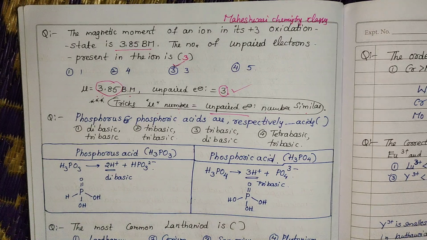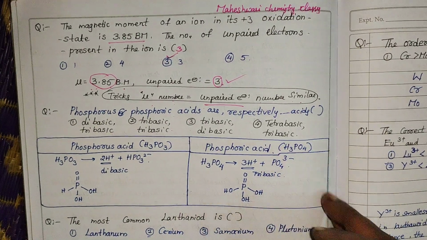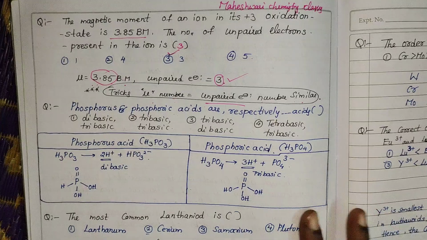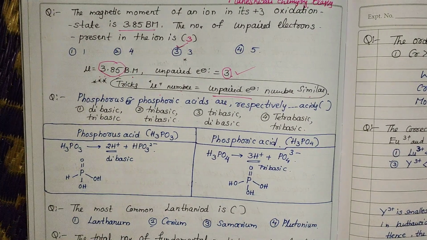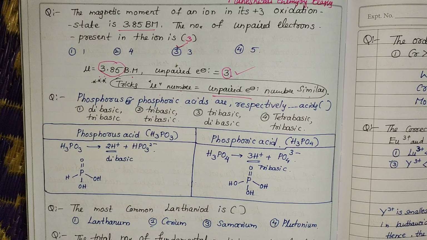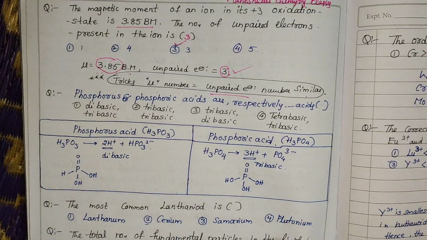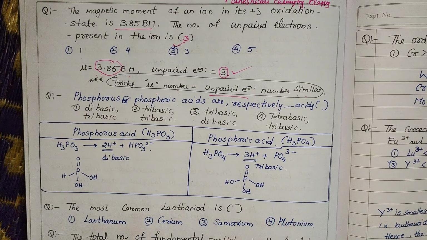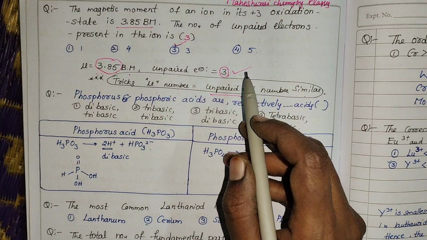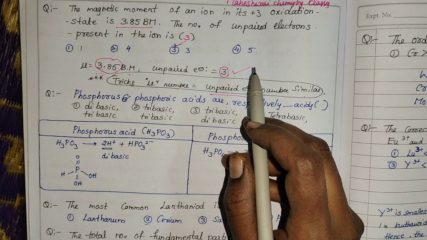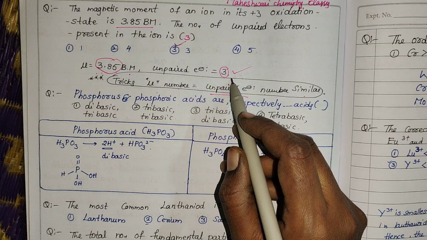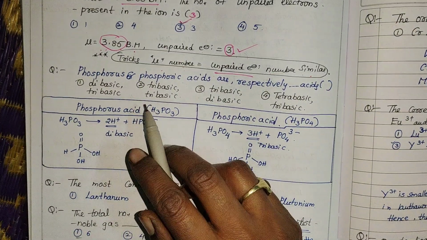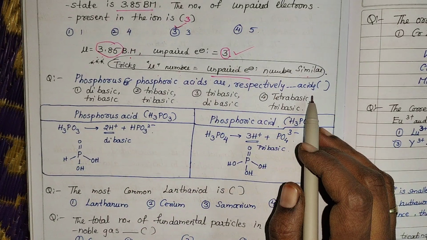Listen, mu value based questions are also there. I already explained in the previous class, and I can provide that previous class link in the description box. Listen carefully, we may compulsorily expect this type of question. Whether it is magnetic nature, paramagnetic or diamagnetic, or color property, all of these depend on the number of single electrons.